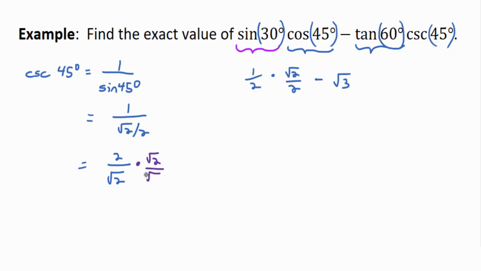Root 2 over root 2. What are you really multiplying by when you multiply by root 2 over root 2? 1. Okay, do you see why it's worth doing? You're going to get 2 times root 2 on top, but what do you get on the bottom? Root 2 times itself is 2, and what's going to happen to the factor of 2 on top and on bottom? Gone. So the cosecant of 45 degrees is just root 2.